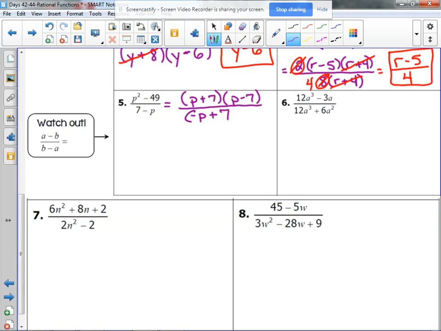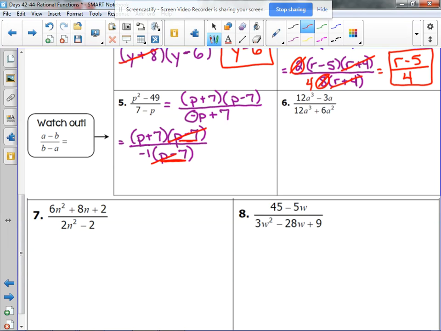Well, remember that when your first term is negative, we want to factor out that negative. So let's factor out that negative 1 in the denominator. That leaves us with P minus 7. Check it again. Negative times P, negative P. Negative 1 times negative 7, positive 7.